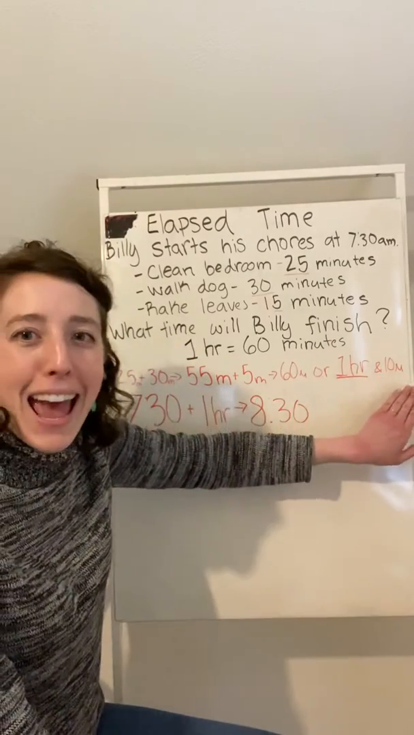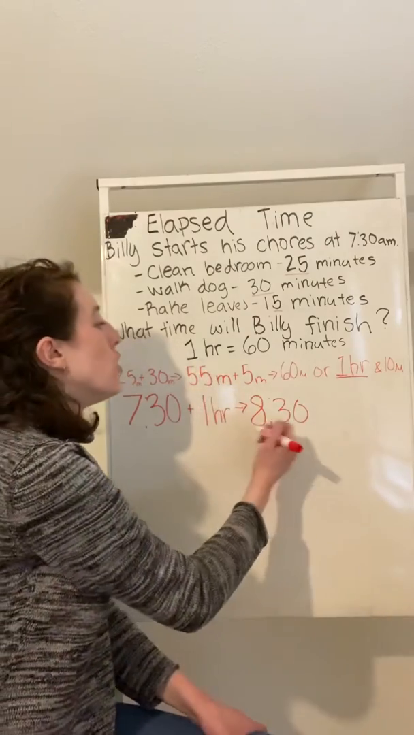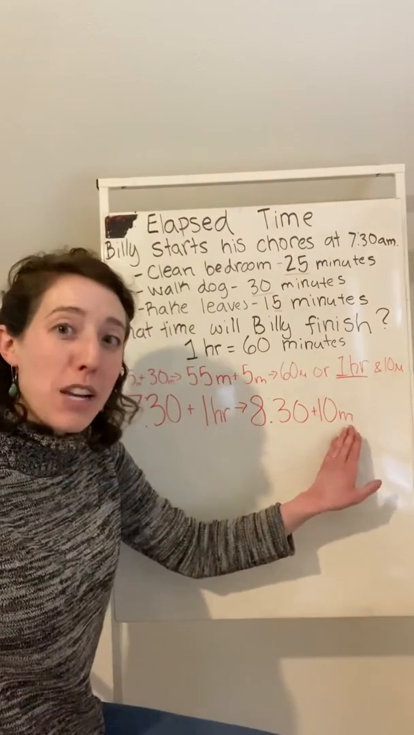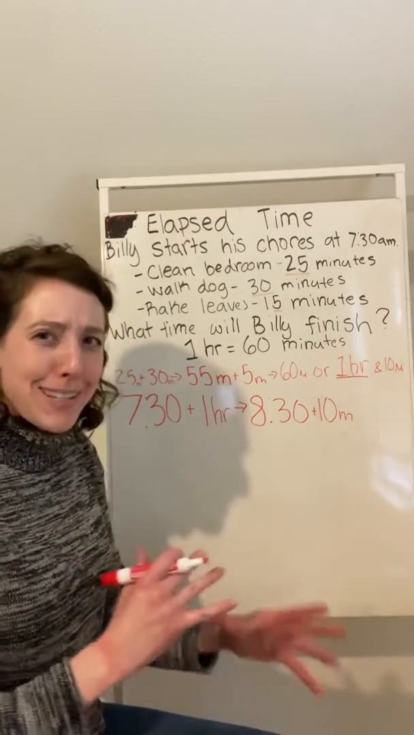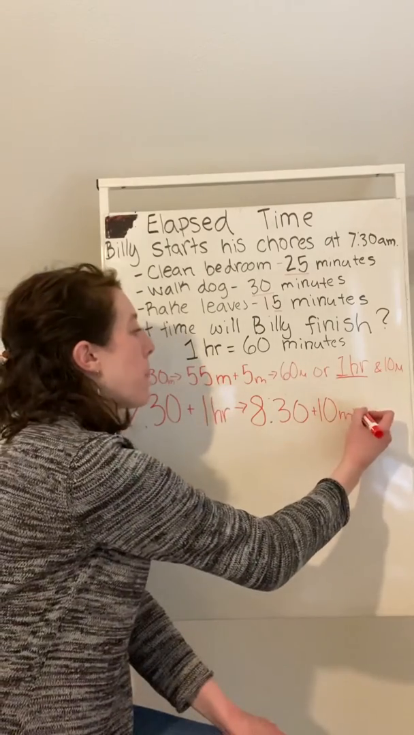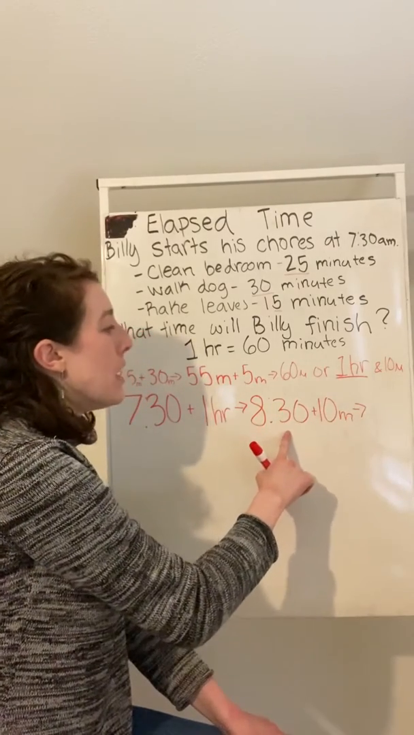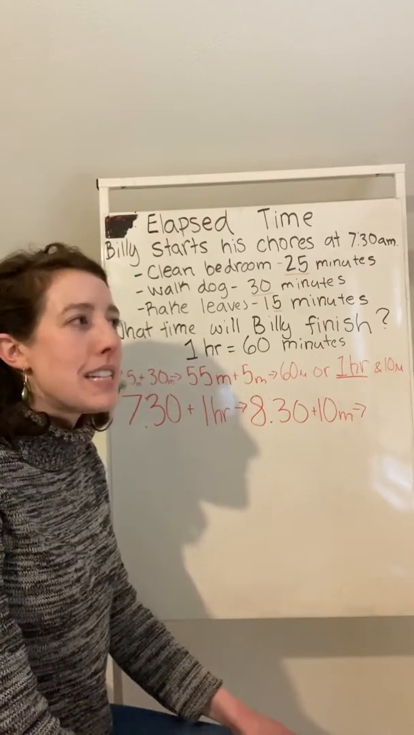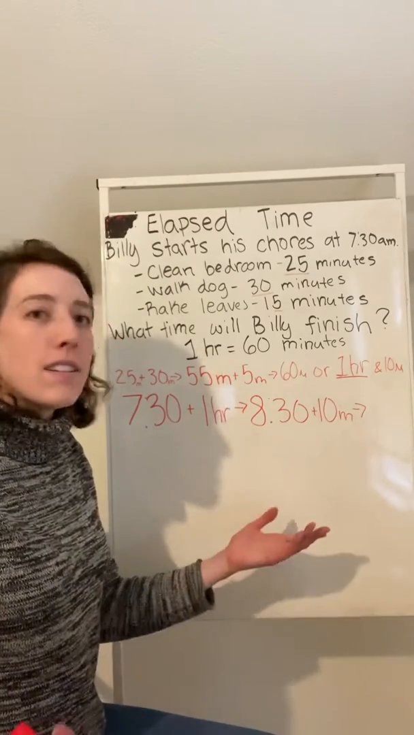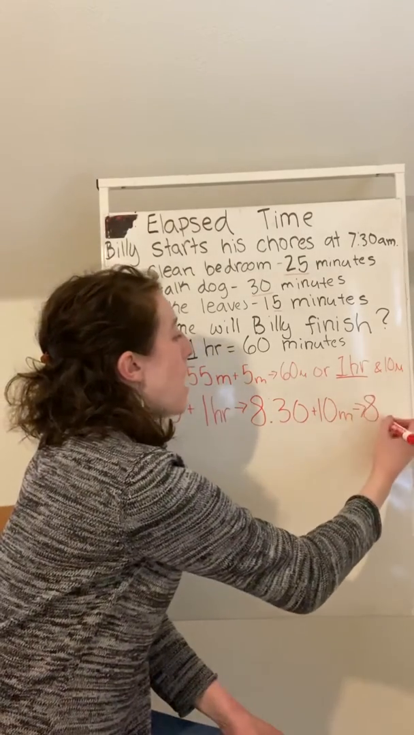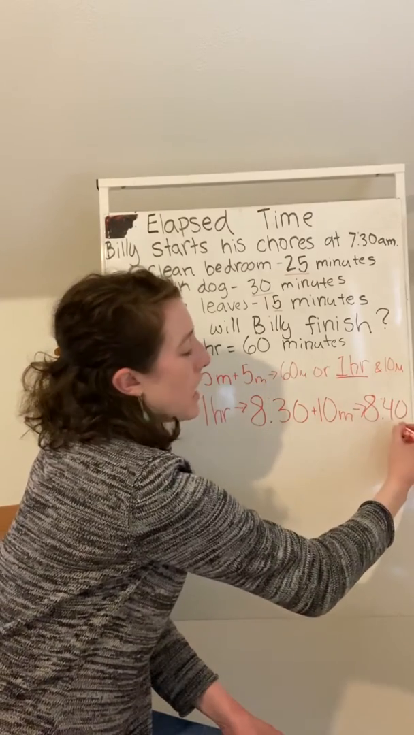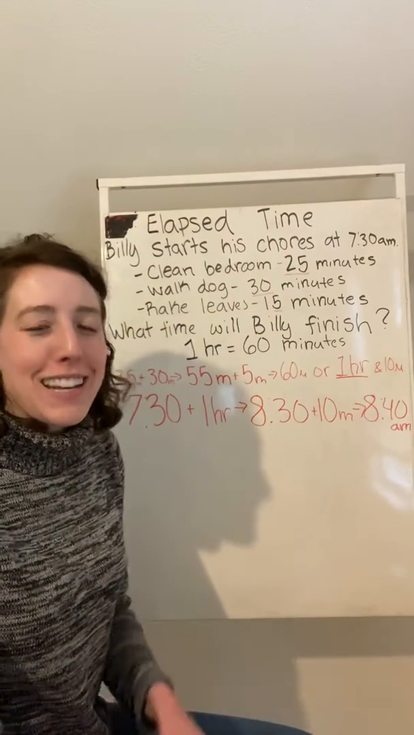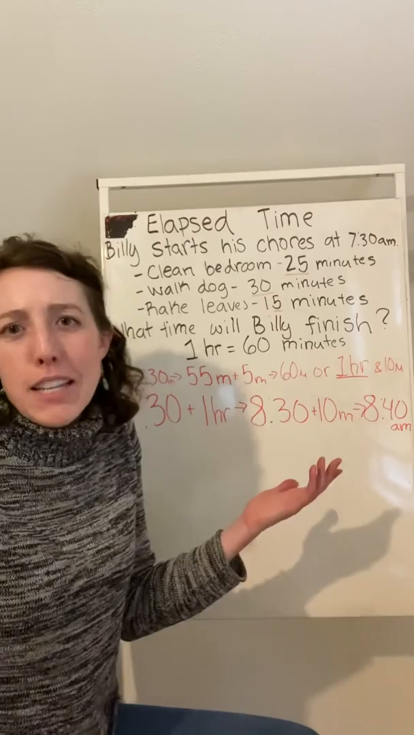And then I also have to add my 10 minutes. So 8:30 plus 10 minutes, remembering I'm labeling whether or not I add minutes or hours to help myself keep track of my thinking. So 30 minutes plus 10 minutes. Think in your think tank. 30 plus 10 is 40. So now it is 8:40. If I don't have enough room, I'm going to write it right here. 8:40 a.m.